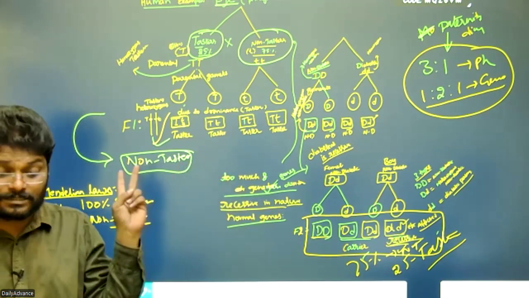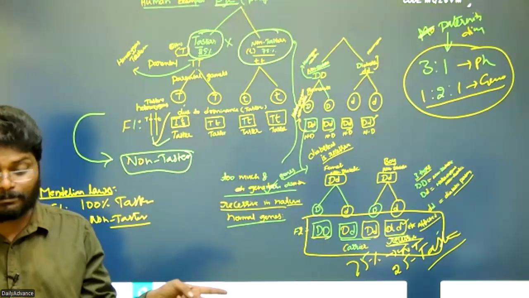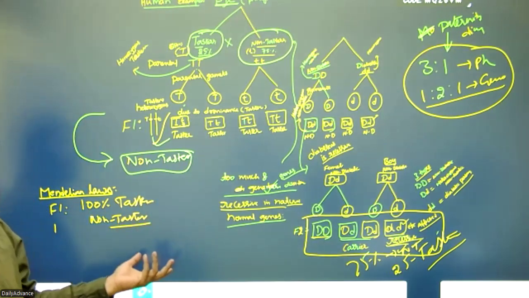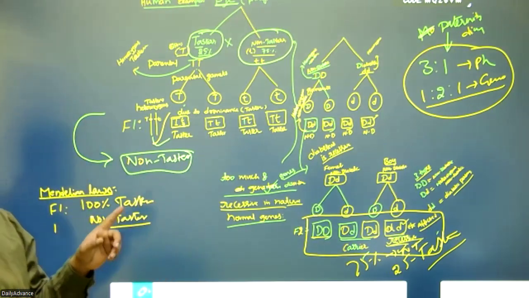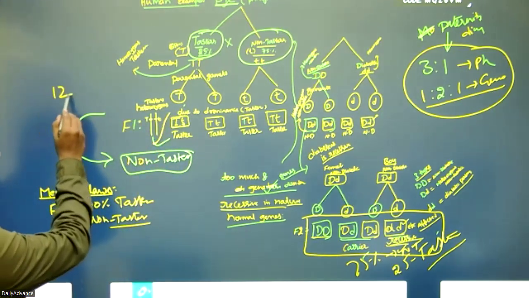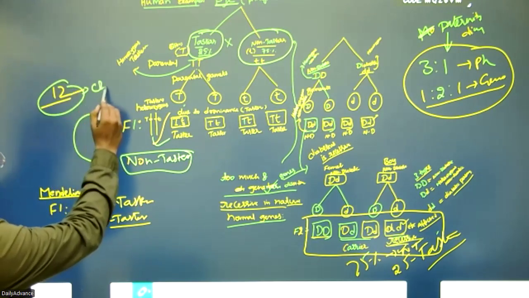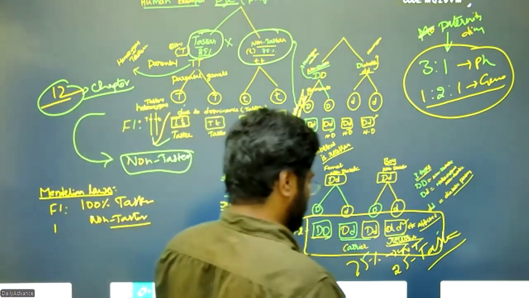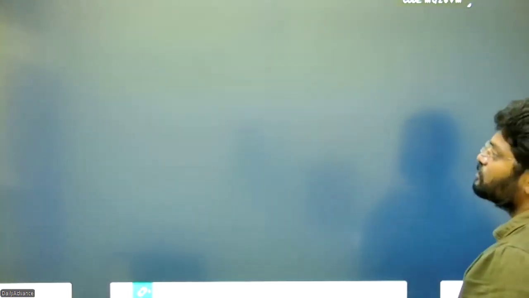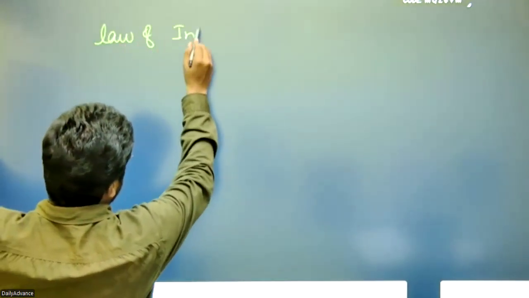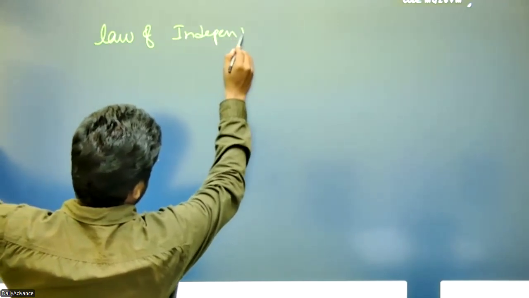So that's why these Mendelian laws are used in multiple places in everyday life, in everyday practical problems. One of the topics is paternity diagnosis, which comes in the 12th chapter and also depends upon the Mendelian laws. Understand? So now the 4th law of Mendel is the law of independent assortment.